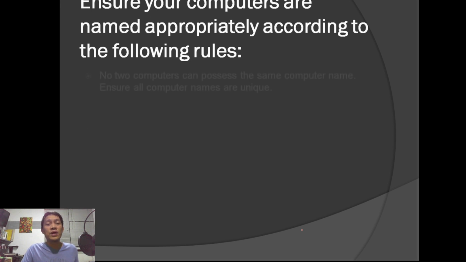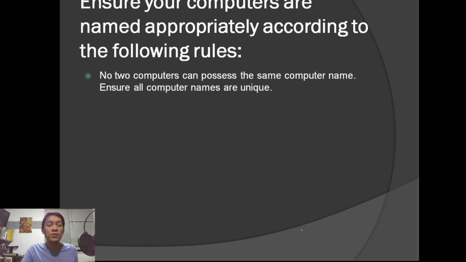So number one is no two computers can possess the same computer name. Ensure all computer names are unique. So always remember that on a network, there should be no same computer name on the network. Okay? Same with the IP address, there should be unique IP addresses for each computer on the network.